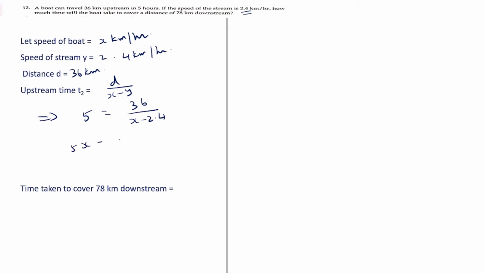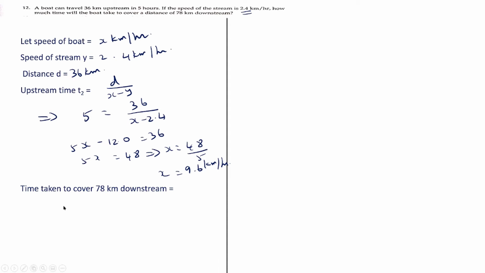So 5x minus 12 equal to 36. 5x is equal to 48, or x is 48 by 5. This is 9.6 km per hour. So we found x as 9.6 km per hour.